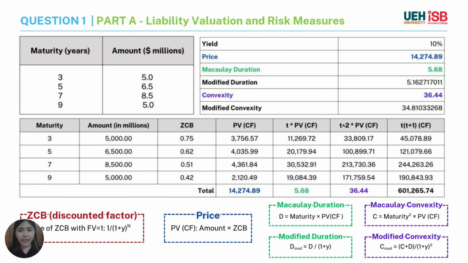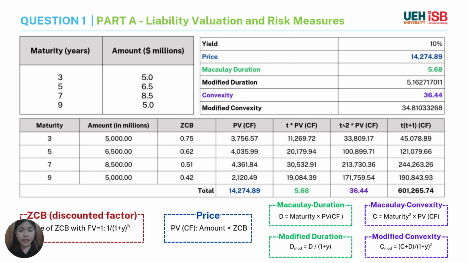Madison Manufacturing has a series of future liabilities at different maturities, specifically at year 3, 5, 7, and 9. The goal is to evaluate these liabilities and then construct a bond portfolio that can immunize them against interest rate risk using duration and convexity. Now, moving to part A.